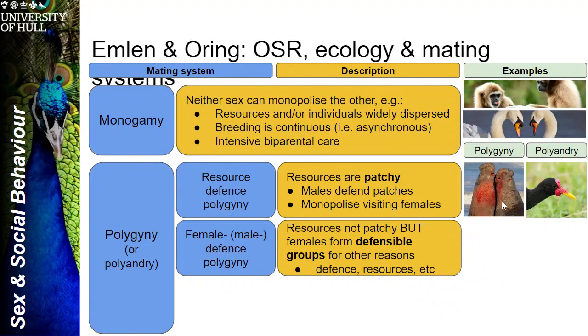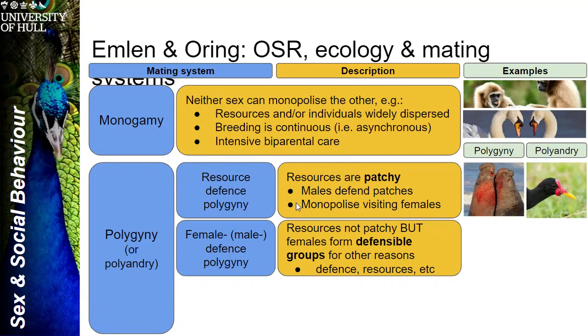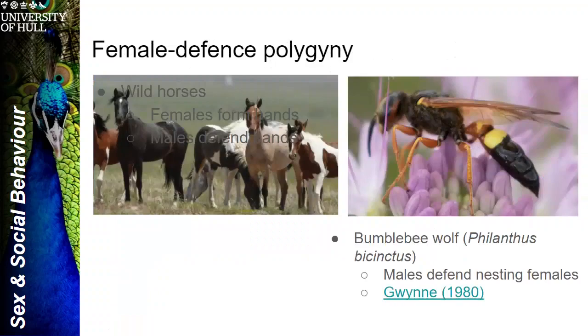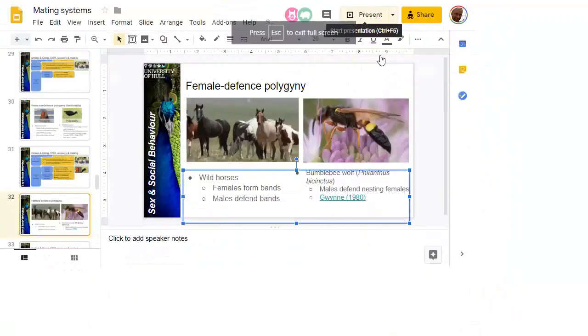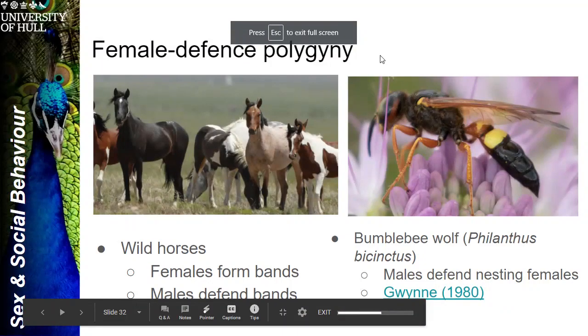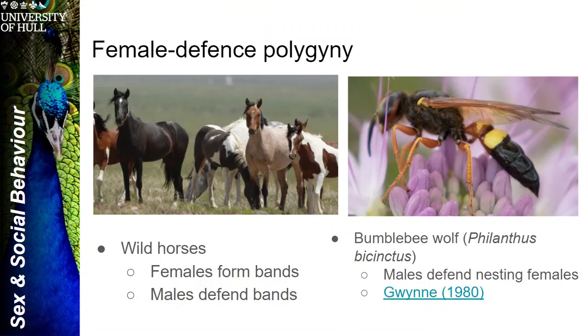Instead of resource defense polygamy, you can have a situation where you have female defense polygyny, where it's not the resources that are patchy, but the females themselves. So the females will form groups for some other reason, maybe defense against predators, or shifting patterns of resources, or nesting aggregations. In wild horses, the females form wandering bands that go where the good forage is, and the males defend wandering bands of females. They're defending the females rather than defending the resources.